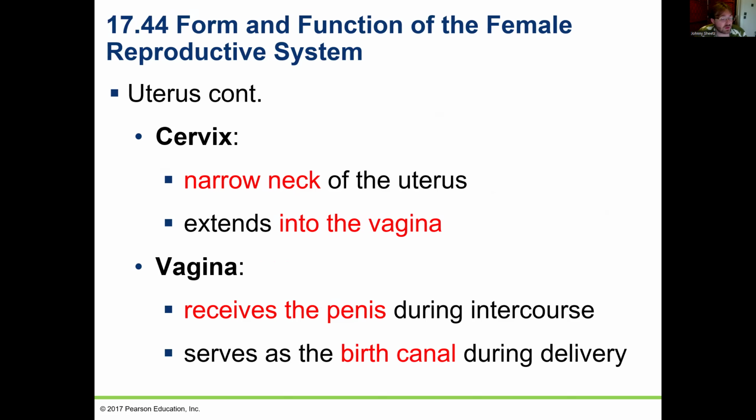So this is also going to have 3 primary functions. It's going to enable the rejection of the uterine wall during a menstrual flow. It's going to be the organ that receives genetic information from the penis during intercourse, and it's going to serve as the birth canal or site of delivery when the baby's born, if a baby's born.